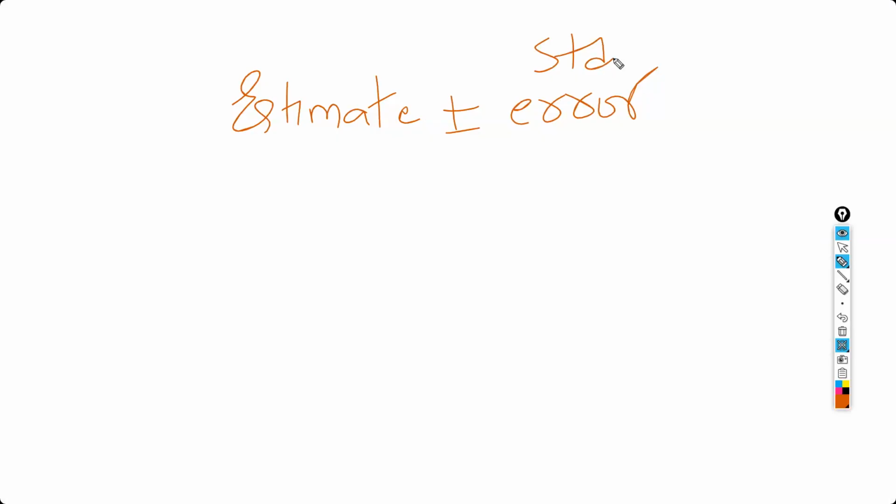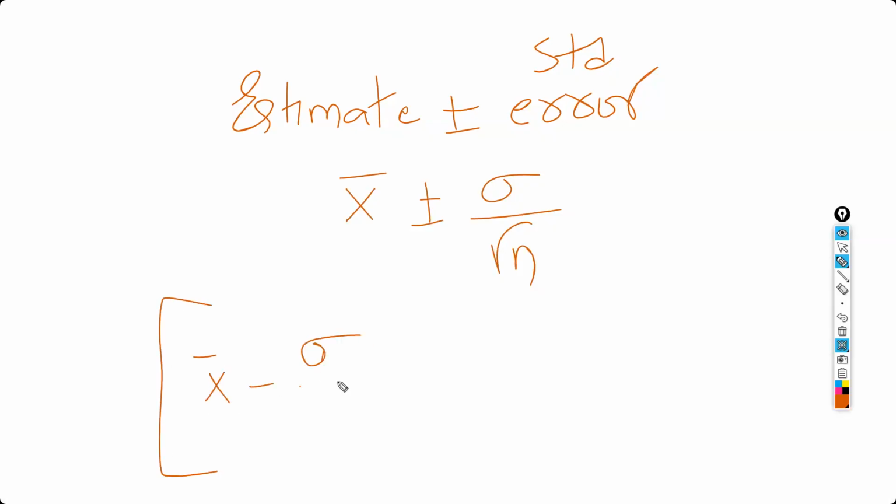For example, if I ask what is the cost of this building, you are going to say, sir, I assume this cost is 2 crores, exactly 2 crores, sir, plus or minus 10 lakhs. So your estimation is nothing but an average value. Always you will estimate the average value, and for the average value, you will add plus or minus some standard error. This is going to be x bar minus sigma by square root of n to x bar plus sigma by square root of n.